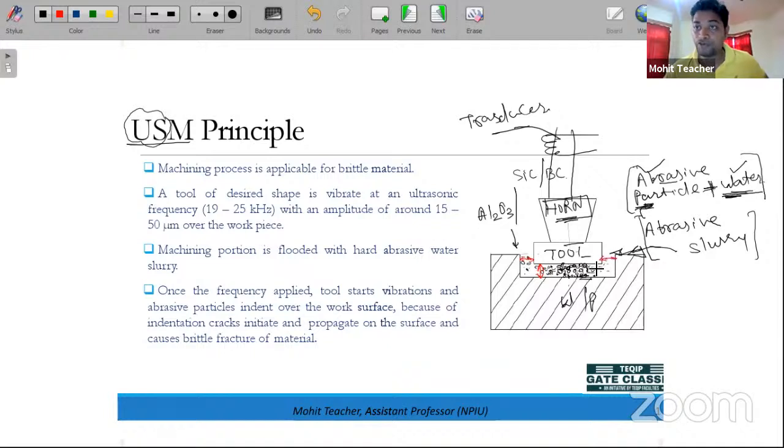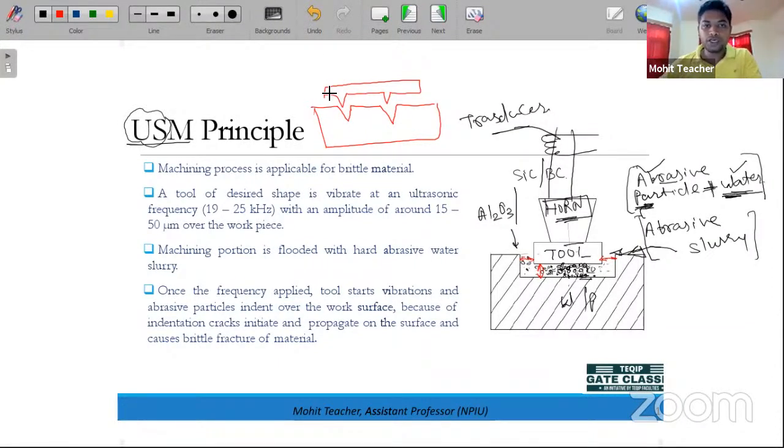So if we have to make a circular periphery, then the shape of the tool will be just circular, a replica of that. If we have to make a triangular shape, for example, on the workpiece surface, then the tool should be like this. Whatever shape is required, accordingly we use the tool, and in between them we place the abrasive slurry. Why we place this abrasive slurry, I will tell you in the working part.